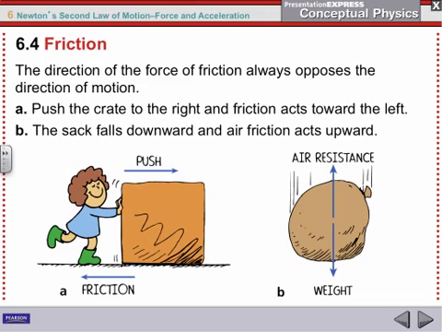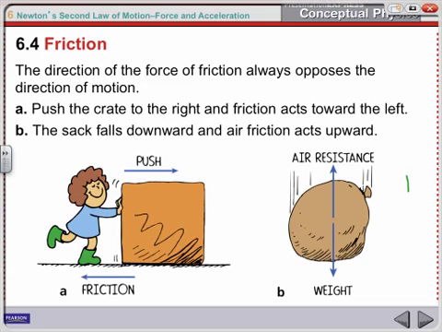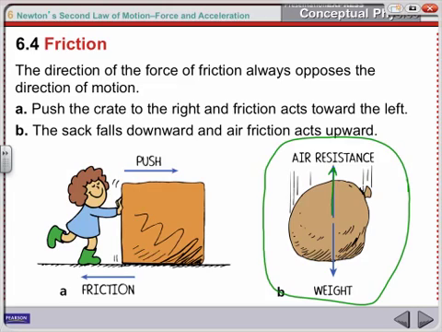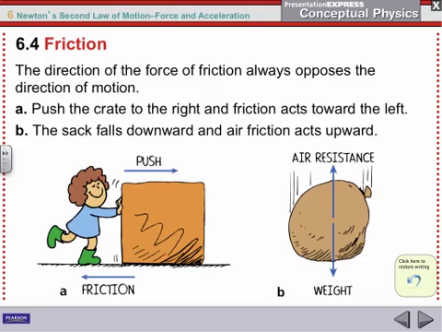If you drop an object, at some point, if it falls far enough, the air resistance is equal to the force of gravity pulling it down. And when you have done that, you have reached what we'll get to here in a little bit, called terminal velocity. And so if you have this sack that's falling, the weight of it is pulling it down, obviously, but air resistance is pushing it up, or resisting that.